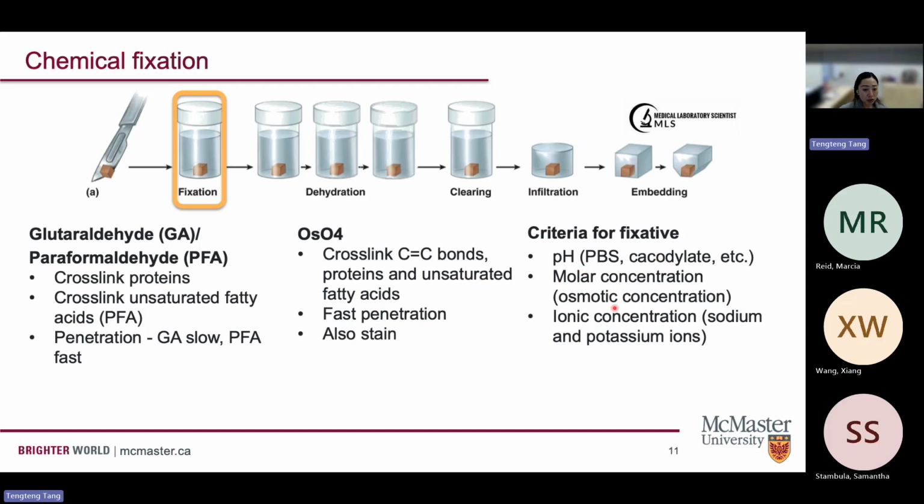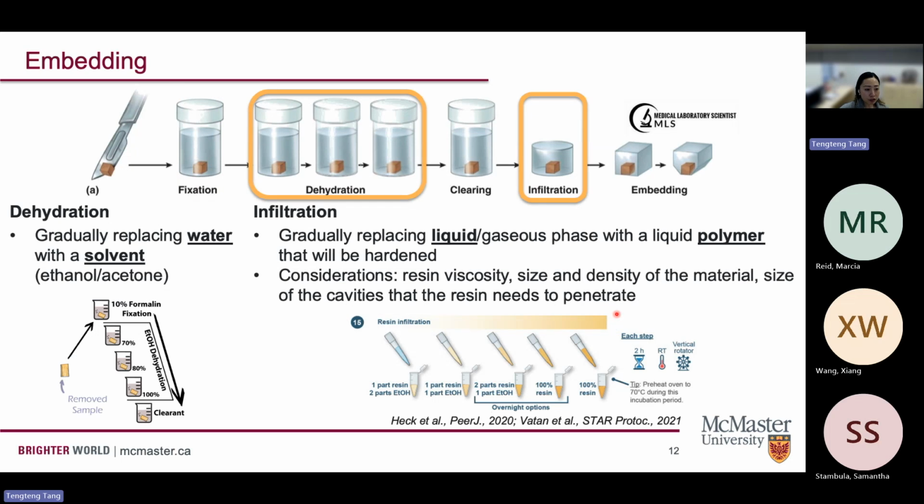The general consideration for the fixative when you prepare the solutions, of course, is the pH, which should be more or less neutral, and also the molar concentration, as well as the ionic concentration, to minimize the osmotic shock. After fixation, we typically perform dehydration because for biological tissues, for example in cells, more than 80% of the cell is actually water. So we have to replace the water very gradually with some kind of solvent. In this case, it will typically be either ethanol or acetone.